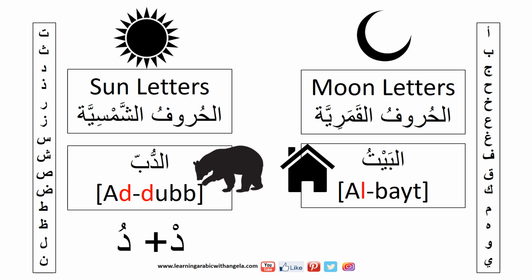Another example here is Al-Bayt. Al-Bayt, the house. So the letter Ba is a moon letter, hence we fully pronounce the lam in Al. Al-Bayt, the house. However, if we look at Ad-Dub, the bear, we did not pronounce the letter L, the lam, and it merged or assimilated with the letter after it, which is the Dal. So we got the sound Ad-Dub, and this is signified by the Shadda diacritic, which means there are two sounds, D and Du. So Ad-Dub.